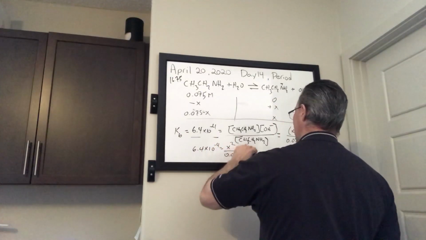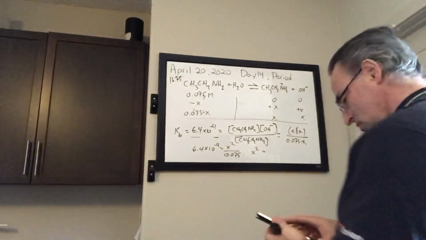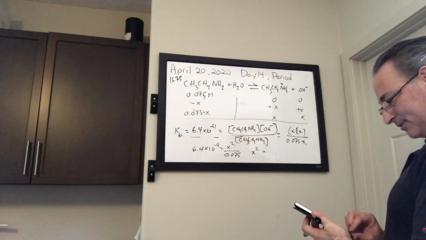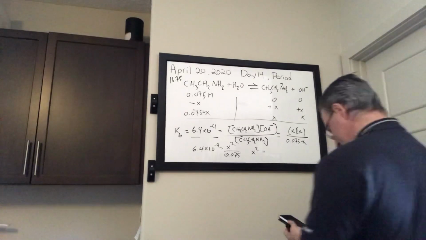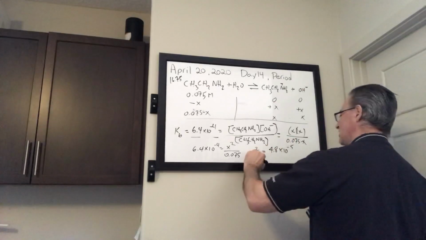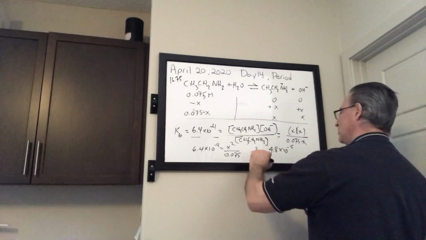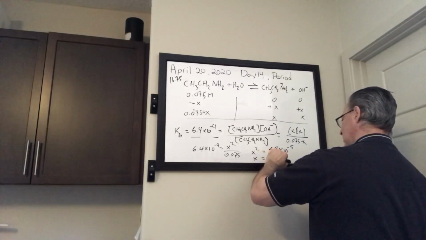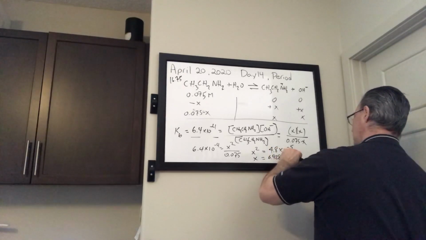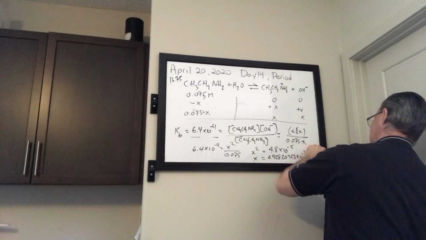This simplifies the calculation to x squared is equal to these two numbers multiplied, which is 6.4 times 10 to the negative 4 times 0.075. And that gives you 4.8 times 10 to the negative 5. So x equals the square root of that number, and you get 6.928 times 10 to the negative 3, and that equals the hydroxide concentration using the approximation method.